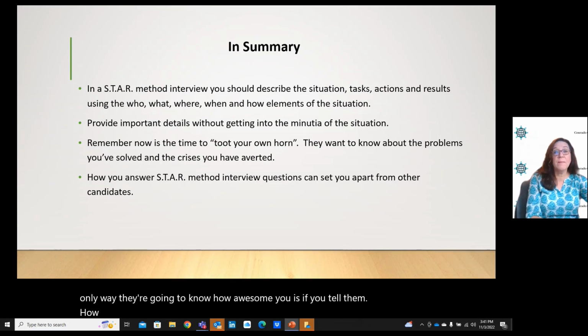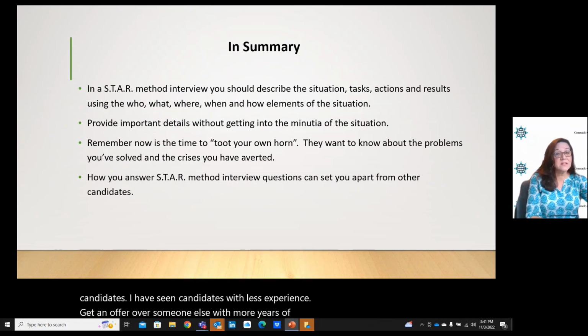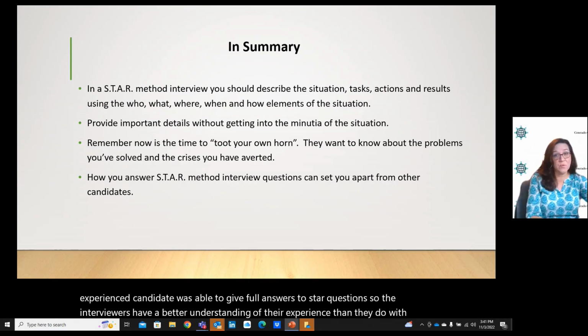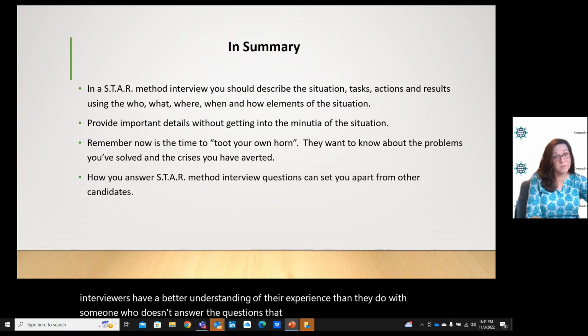How you answer STAR method interview questions can set you apart from other candidates. I have seen candidates with less experience get an offer over someone else with more years of experience because the less experienced candidate was able to give full answers to STAR questions. So the interviewers have a better understanding of their experience than they do with someone who doesn't answer the questions as well, but has more experience.